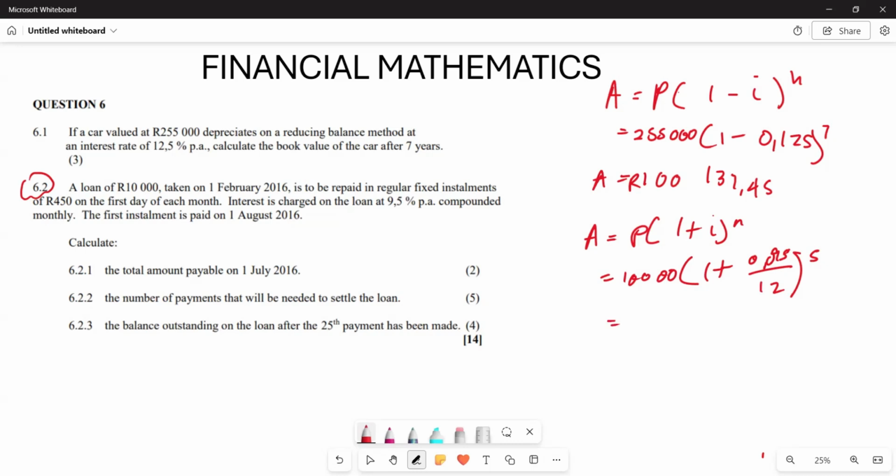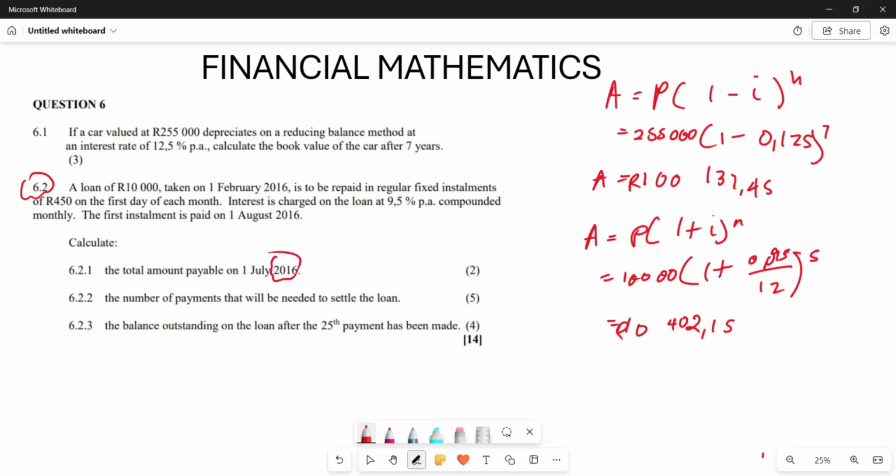Now, what is going to be the value of this? We are going to realize that the 10,000 gains an interest of 402.15, right? So it's going to be 10,402.15 altogether. That's going to be the total amount payable on the 1st of July 2016.